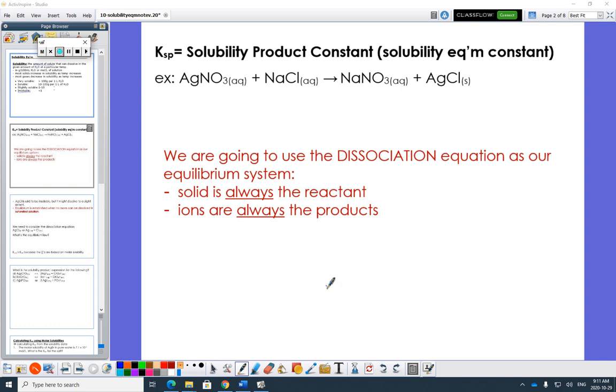So last year, one of the topics was that we had to write the total ionic equation, where we split apart everything that was aqueous. Then we did the net ionic equation, which showed the formation of the solid. So you could cross out the spectator ions. Nitrate is aqueous on both sides. So is sodium.